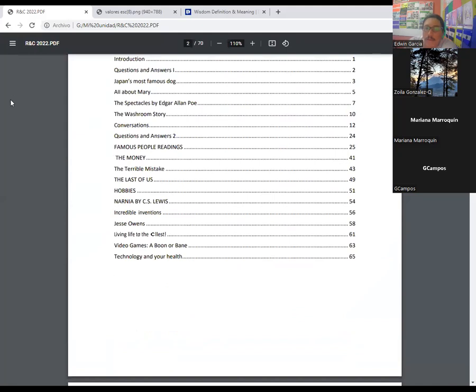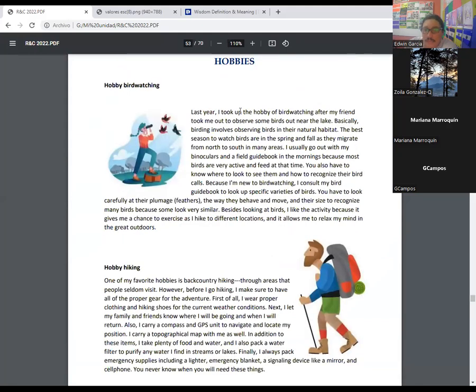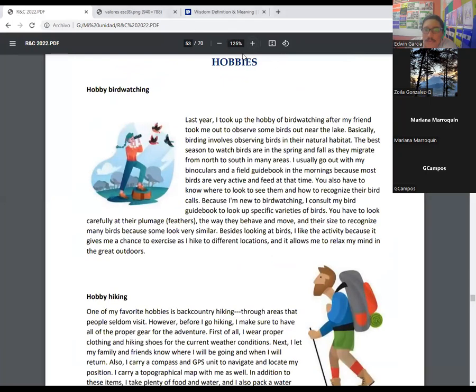For today, we go to hobbies. This is the reading for tonight. Hobbies. Here we have some readings about hobbies for some people. Let's take a look at the first one. This hobby is bird watching. Bird watching. Tell me, who wants to read for us, like a volunteer, the bird watching hobby?